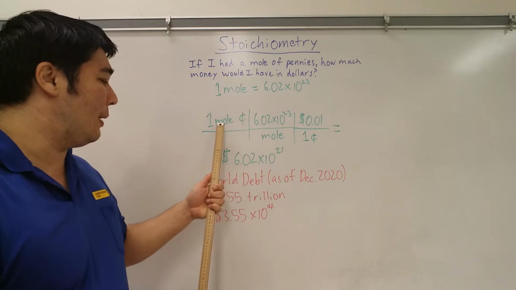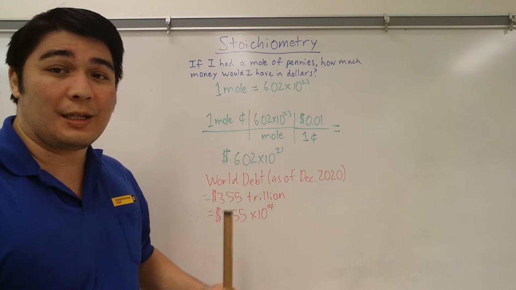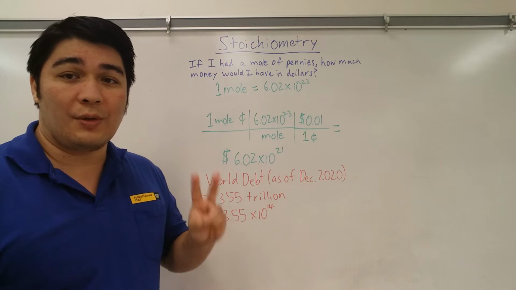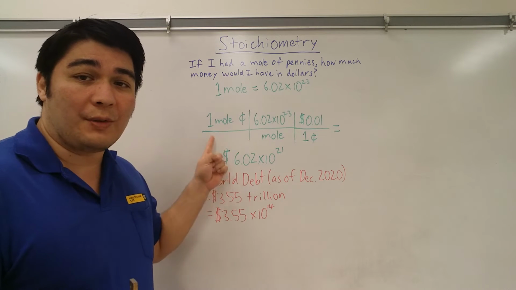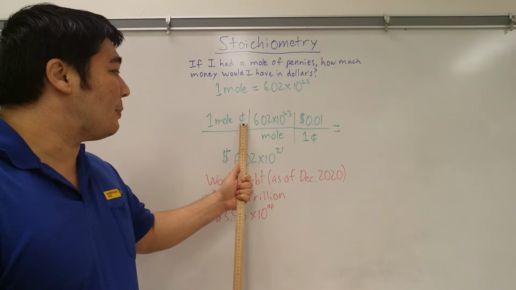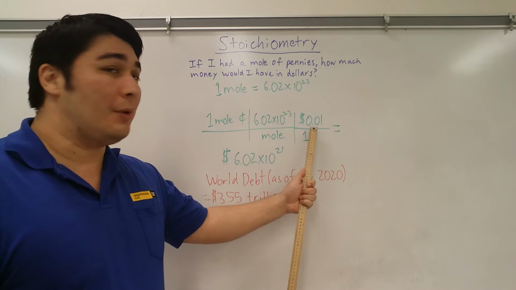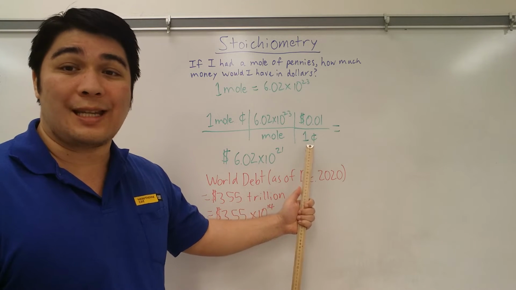But that's all well and good. That allows me to cancel out the moles over here, because moles over moles is 1. Just like 2 divided by 2 is still 1, 3 divided by 3 is still 1, moles divided by moles is still 1. But I do need to get rid of the cents part. So I had one more conversion factor, which was $0.01 is 1 cent.